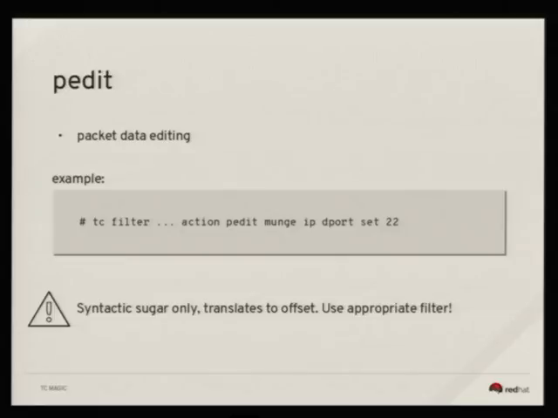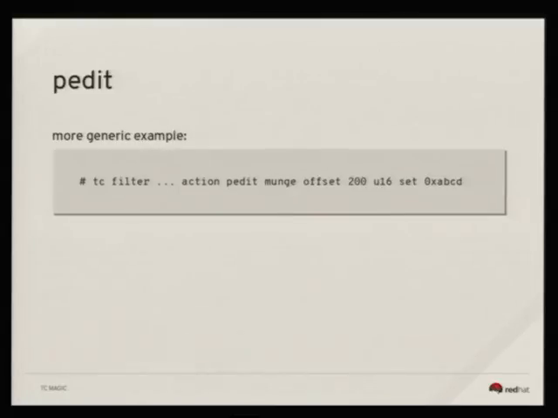So if you want to use this, be sure that the packet is really the correct one you want to edit by, of course, using an appropriate filter. So this is another example of pedit, just changing a 2-byte value at offset 200 to this thing.